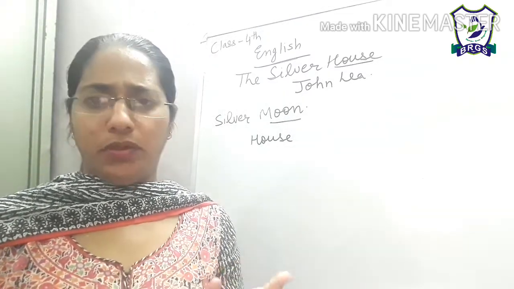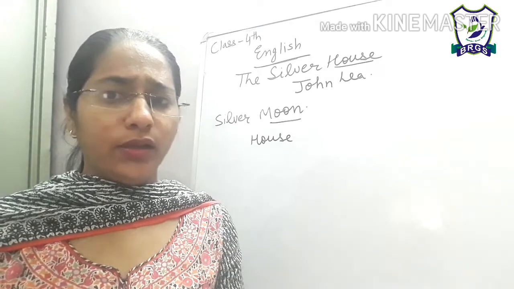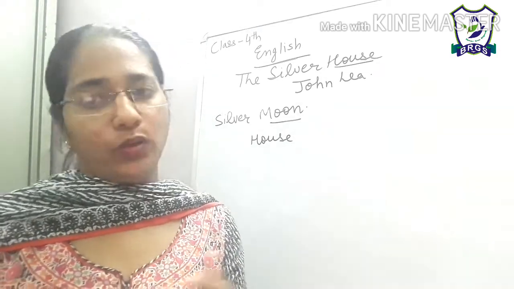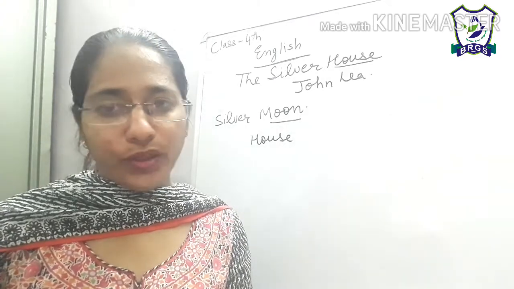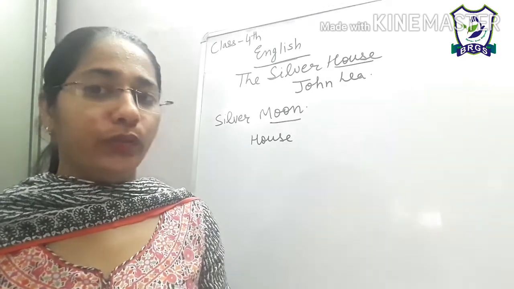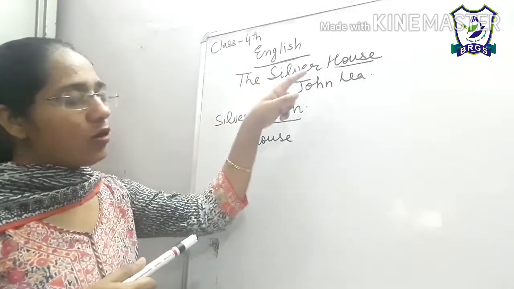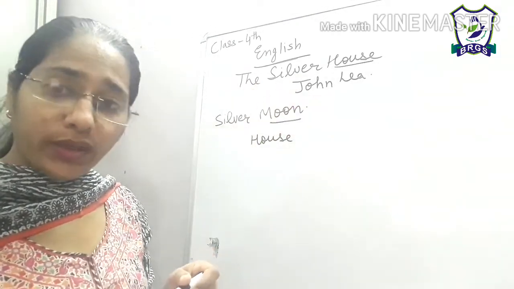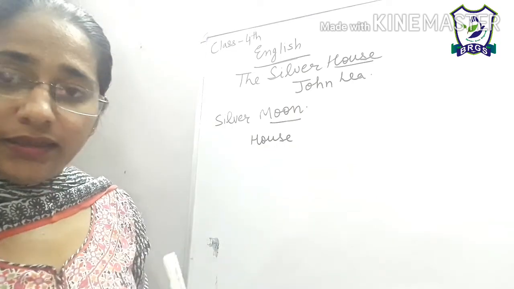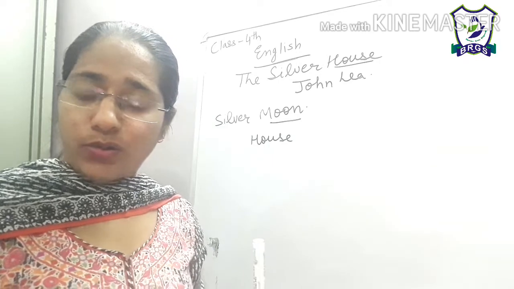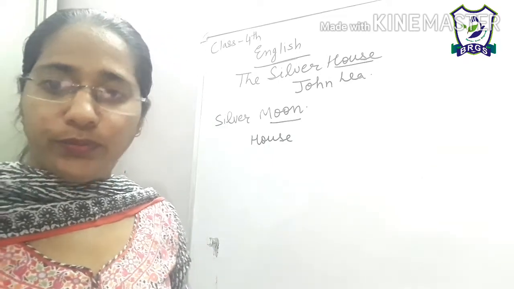Okay, maybe the poet is also having the same kind of experience, or maybe it is the creation of the poet's mind, because poetry is always the creation of the poet's mind. So now we will learn this beautiful poem. And what does this silver house mean? The moon. Okay. Now we will see whose house this is. Who is living in this house? Okay. Shall we start the poem?